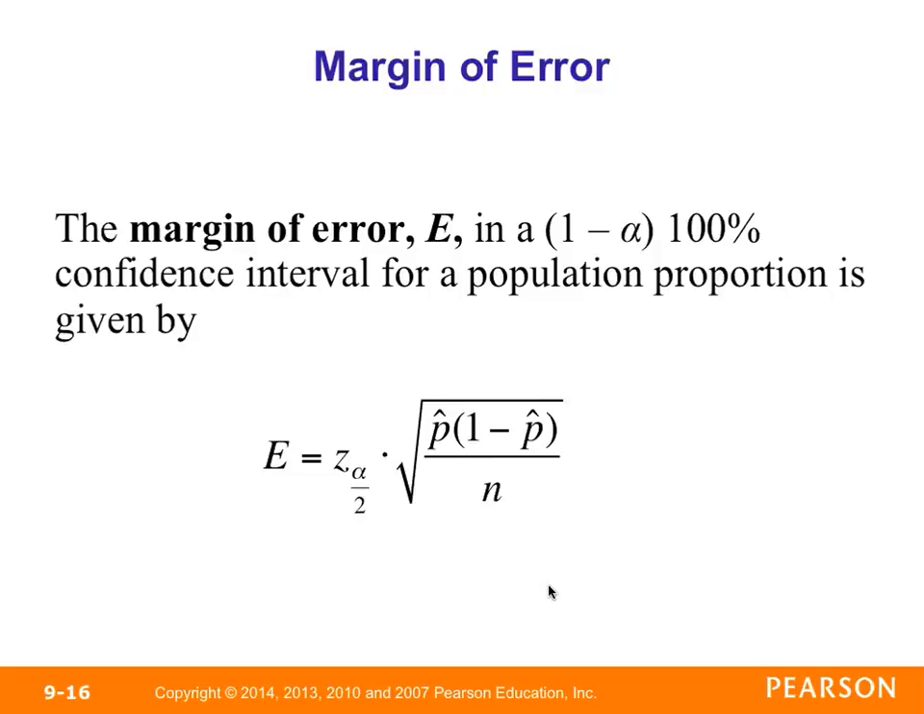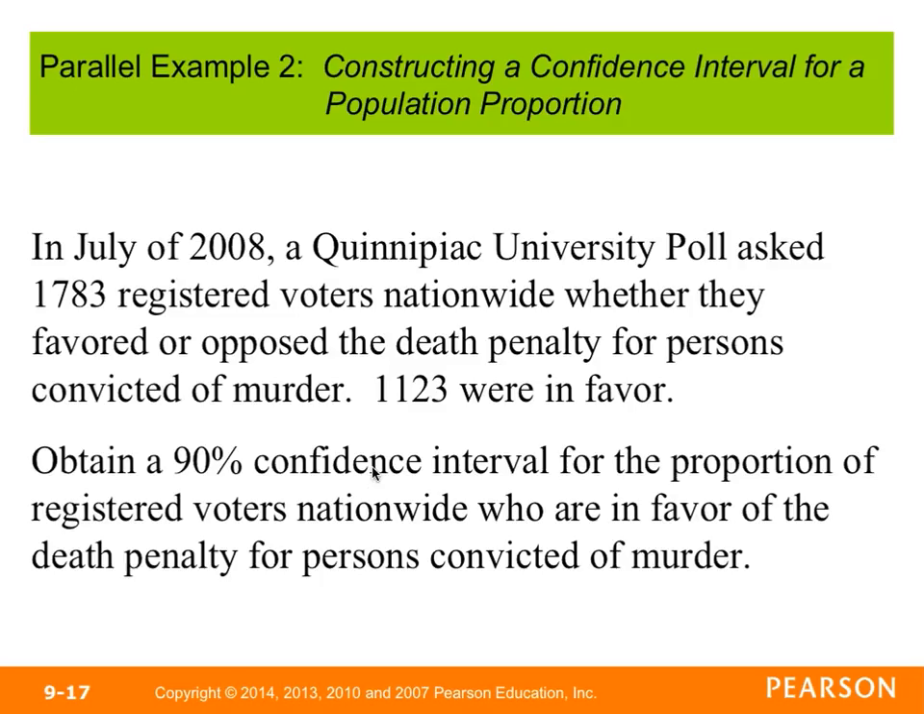Okay, so margin of error in this case is the value that we add and subtract from our point estimate. So we find our margin of error by taking our critical value, our z alpha over 2, and multiplying by the square root of p hat times 1 minus p hat over n.